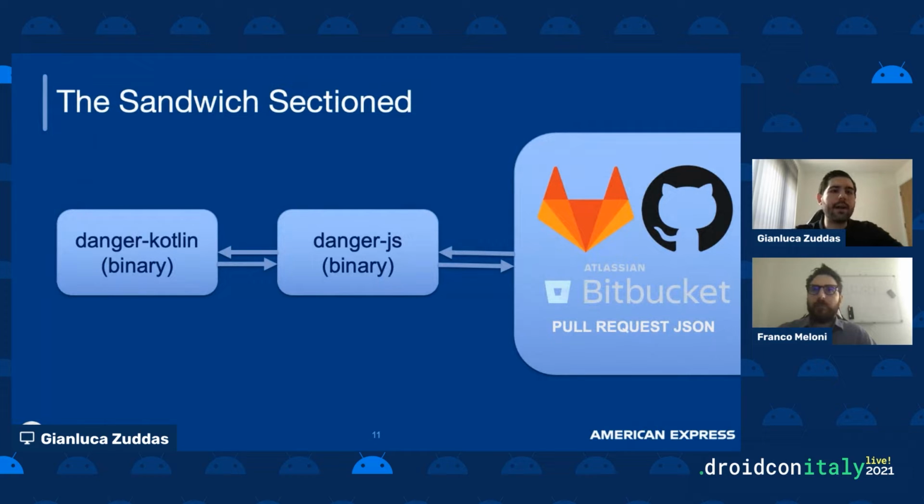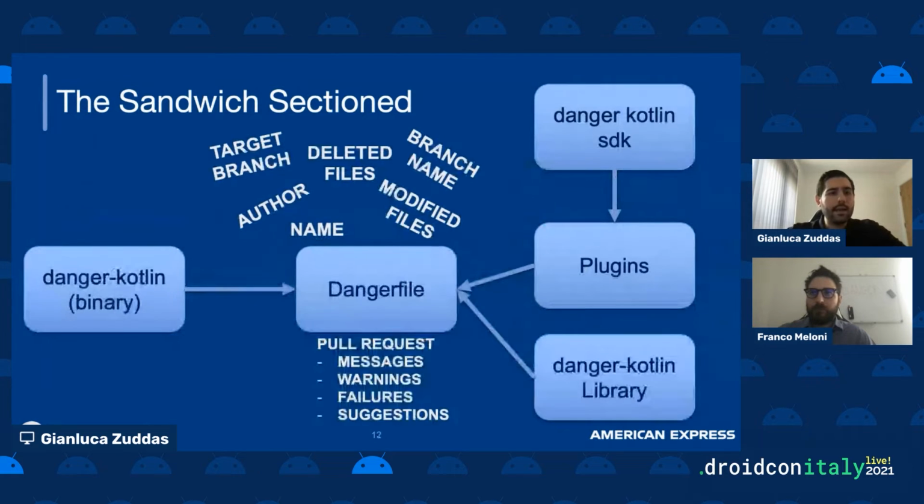And this Danger Kotlin binary basically is going to get the data from Dangerjs that pulls pull request JSON from GitHub, GitLab, or Bitbucket. So all the data about our pull request is coming back to Dangerjs and back to our binary. And after that, our fantastic Danger Kotlin binary has a Danger file there that it compiles.